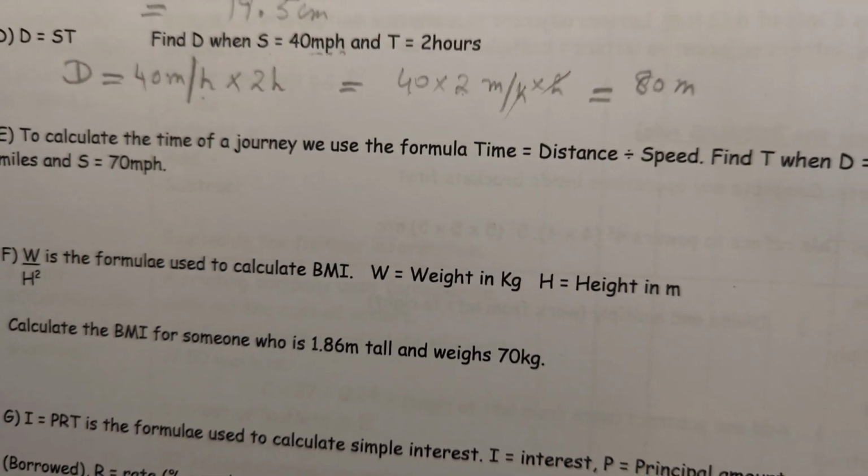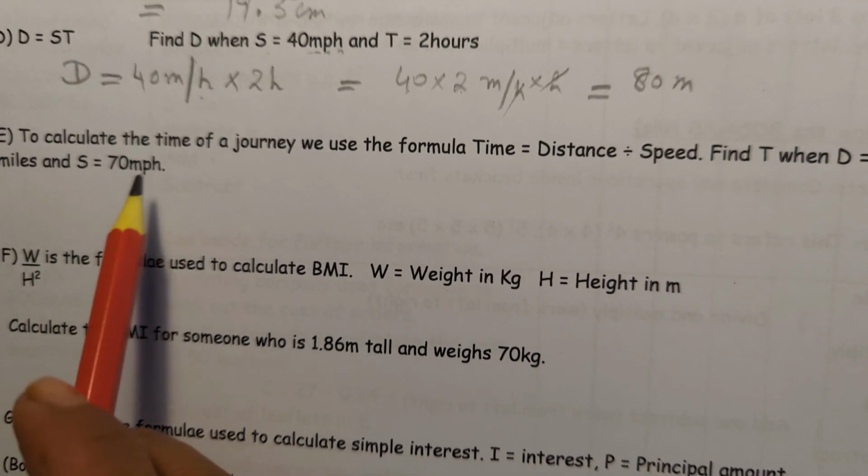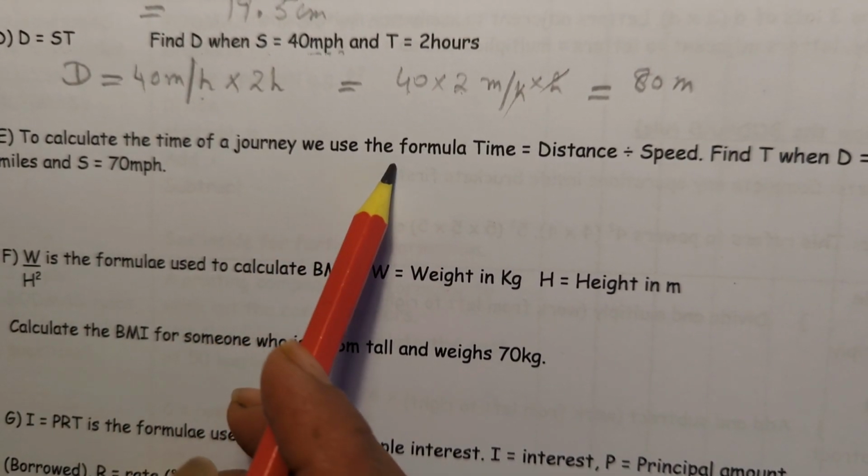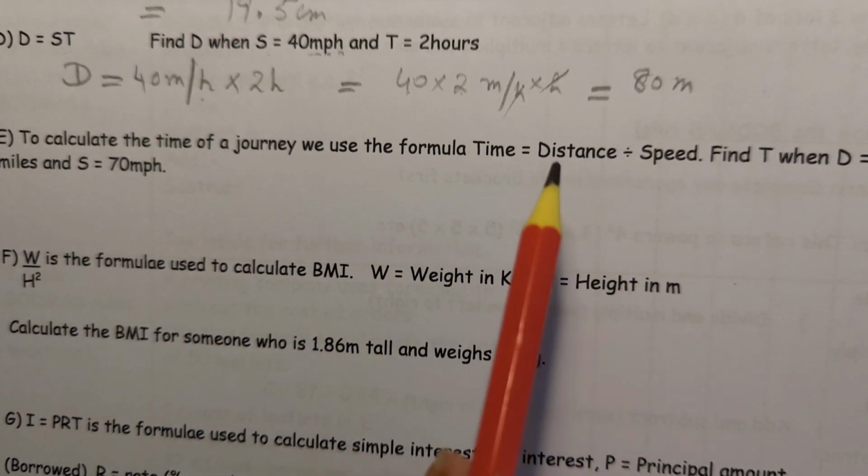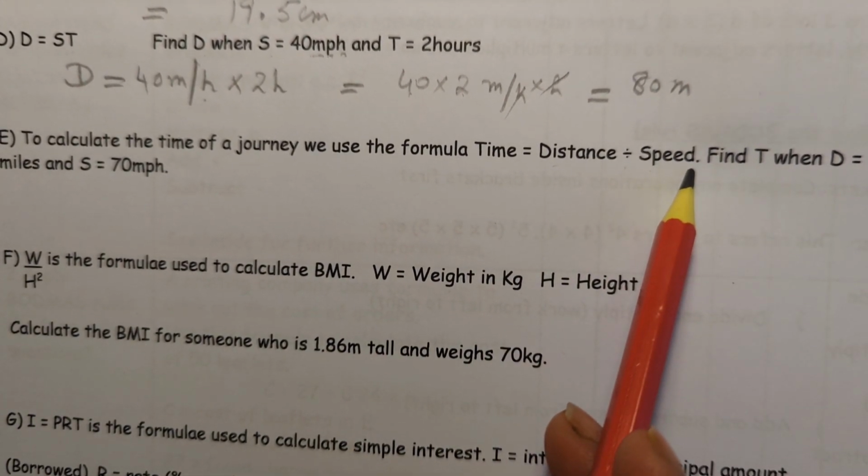Next question is that to calculate the time of a journey, we use the formula time is equal to distance divided by speed.